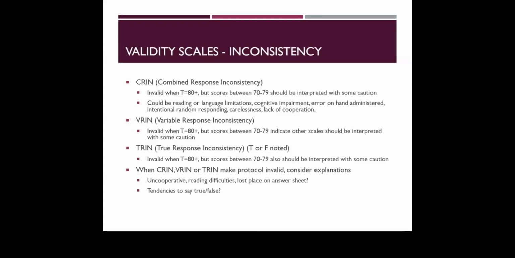So when CRIN, VRIN, or TRIN are potentially invalid, it is important for you to consider explanations. And that's, you know, again, based on potentially your extra test data. Was it somebody for whom you thought the reading difficulty could be there, that maybe we're pushing the limits there? Is it somebody who's being uncooperative? Again, is it someone who lost their place on the answer sheet, which if you have it in front of you, you could see that they skipped an item and now every item after that was probably the wrong item. And again, do they have a tendency to say true and false to something? So you can use your extra test clinical skills to kind of consider that. But if it's too high, the profile is invalid and you're done. You're not going to be able to interpret it.